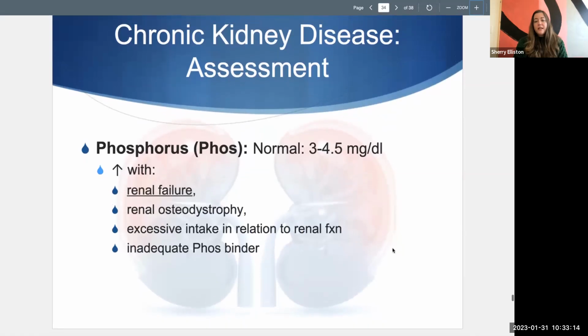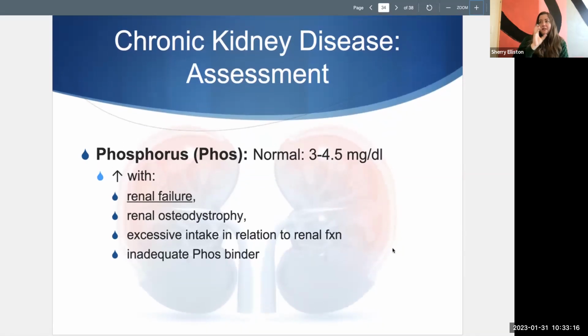With phosphorus, calcium-phosphorus balance is an important regulatory function of the kidneys. Phosphorus will be increased. Phosphorus is remaining in the serum blood, so you'll see it increase with renal failure. And that is why, as the kidney disease progresses, phosphorus needs to be restricted, or you can take phosphate binders if you're consuming foods that are high in phosphate.